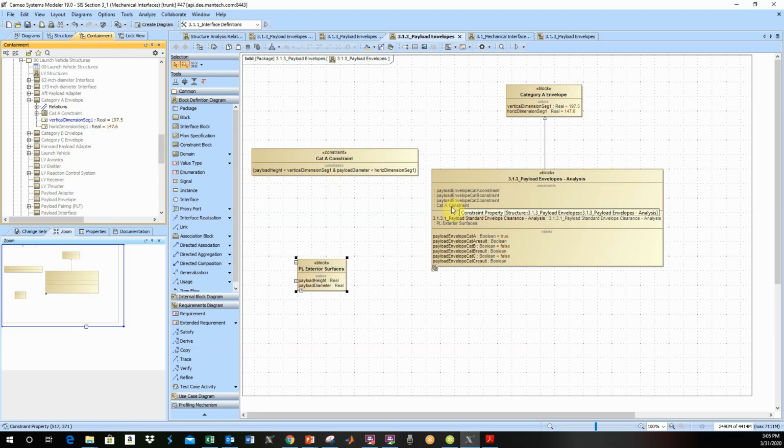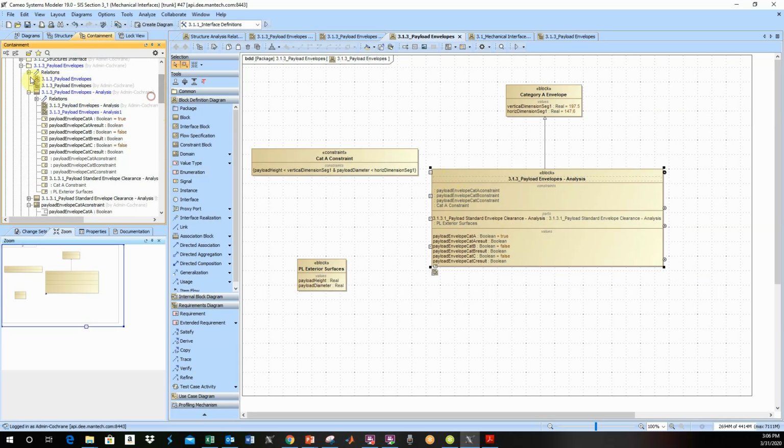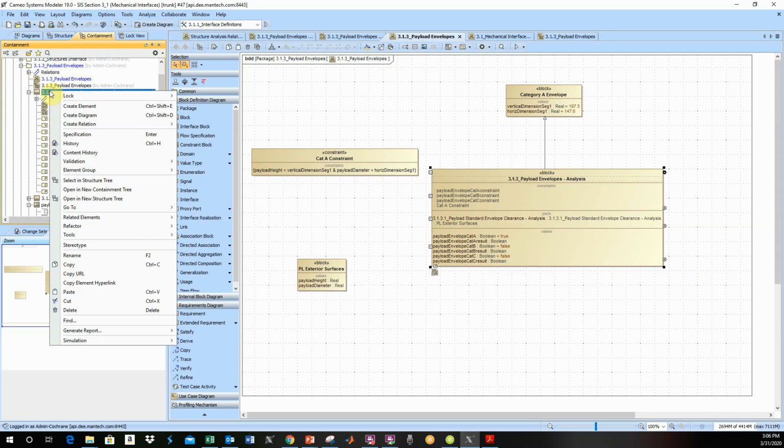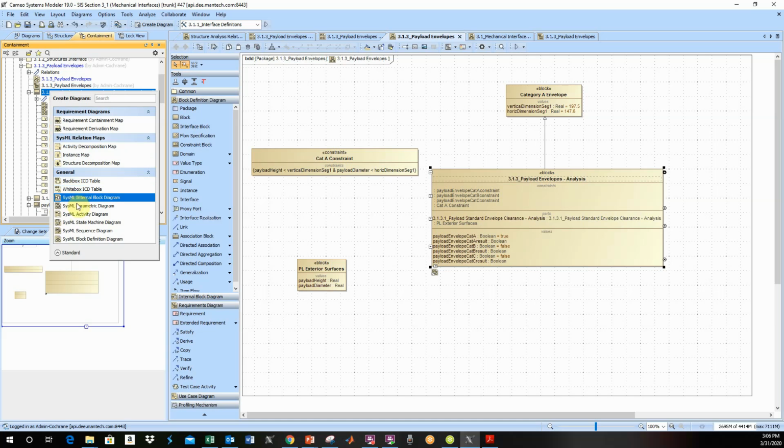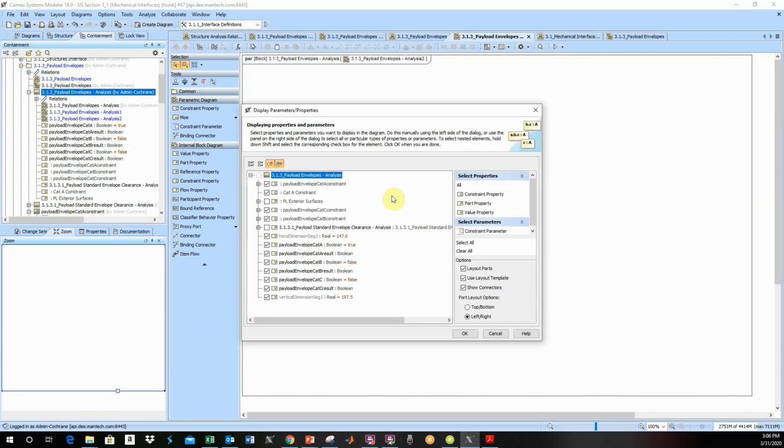So the only thing that's not a used project on this BDD is this block right here. So what I did was I went up to the block itself, this one here, and I created another parametric diagram underneath that block. I'll just show you what it does. Parametric diagram. It gives me all of the, see, there's the horizontal dimension, there's the vertical dimension, there's the cat A constraint.